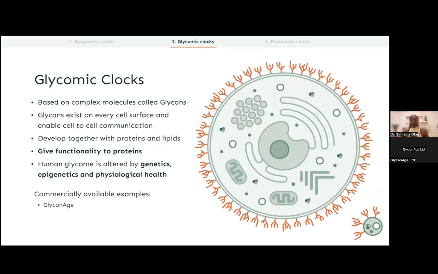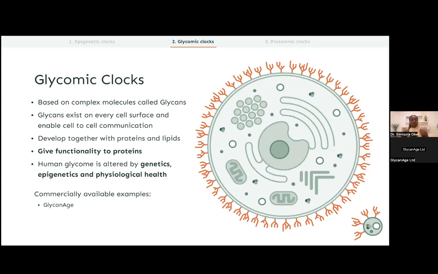So when we think about glycomic clocks, the first question is, what is glycomics and what is it based on? Glycomics is, even though it's been studied for a very long time, I think many people don't know very much about this area. And so we're trying to do a lot in terms of education and to help people understand this area, because I really do believe that glycomics is like this hidden treasure that many people don't know about.